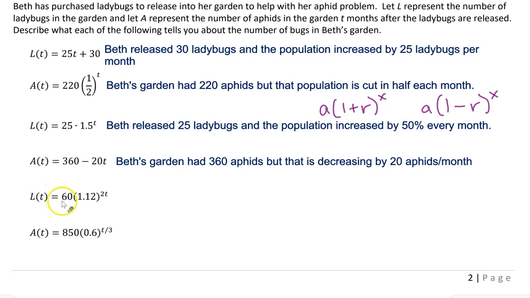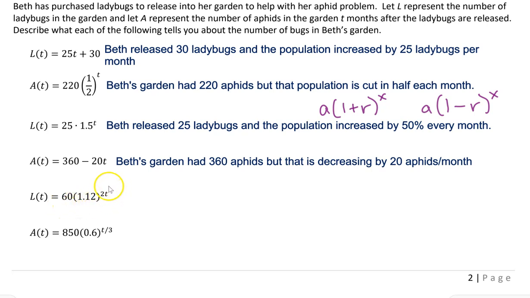So here we're starting with 60 ladybugs and then it's definitely increasing because we're multiplying by something bigger than 1, which will make our number of ladybugs bigger. Remember this, if you're increasing by a percent, it's 1 plus whatever the rate is. So the 1 says we have all of what we started with. That's the 100% of the 60 we started with. The 0.12 is an additional 12%. So this one is increasing by 12%.